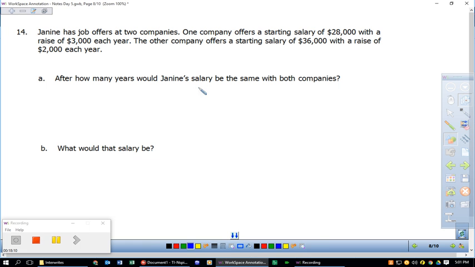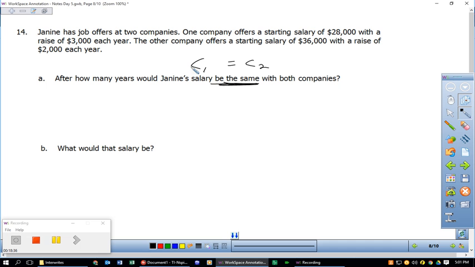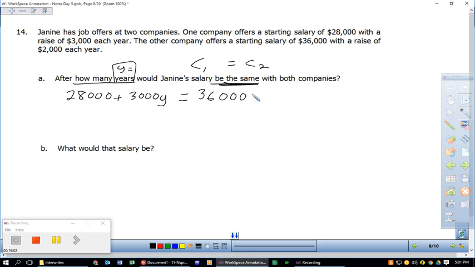Okay, now this says when will they be the same? That means we want to know when company 1 is the same as company 2. I'm just going to write it that way. So when company 1 equals company 2. Now we want to know after how many years, so I'm going to say y equals years. So the first company, company 1, is 28,000. This is the starting salary. That means we're going to have that just by itself with a raise plus 3,000 per year, 3,000 y. Company 2 starts at 36,000 plus 2,000 y.